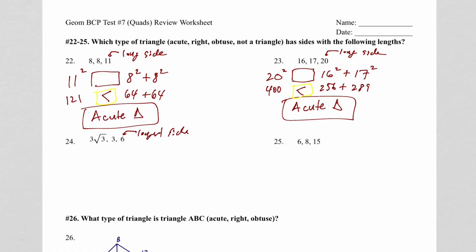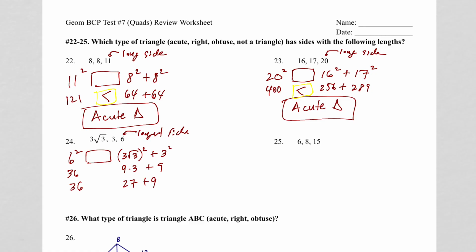So I do know it's a triangle. So I'm going to say 6 squared, I'll leave a space, and I'll put 3 root 3 squared plus 3 squared. This is 36. This is going to be 3 squared is 9, root 3 squared is 3. 3 times 9 is 27.